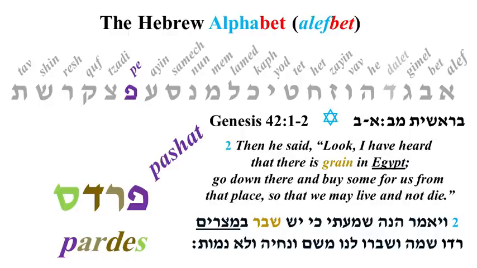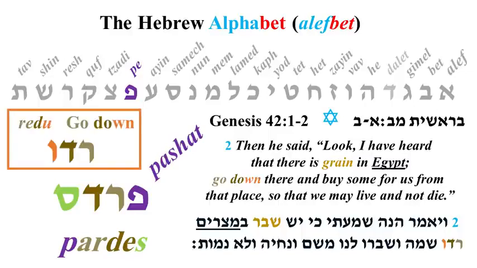All right. Notice he does say, "Hey, go down there and buy some for us." That word "go down" is redu. And look at it. It's a Resh, Dalet, Vav. There's the Resh, Dalet, raid, to decline, go down to Egypt. We've just talked about that, and here's an example worked into this passage.